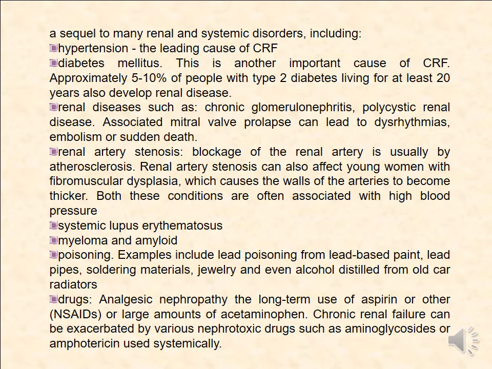Systemic lupus erythematosus, myeloma, and amyloid disease. Poisoning examples include lead poisoning from lead-based paint, lead pipes, soldering material, jewelry, and even alcohol distilled from an old car radiator. There are certain drugs, like analgesic nephropathy, the long-term use of aspirin or other non-steroidal anti-inflammatory drugs, or large amounts of acetaminophen. Chronic renal failure can be exacerbated by various nephrotoxic drugs such as aminoglycosides or amitriptyline used systemically.